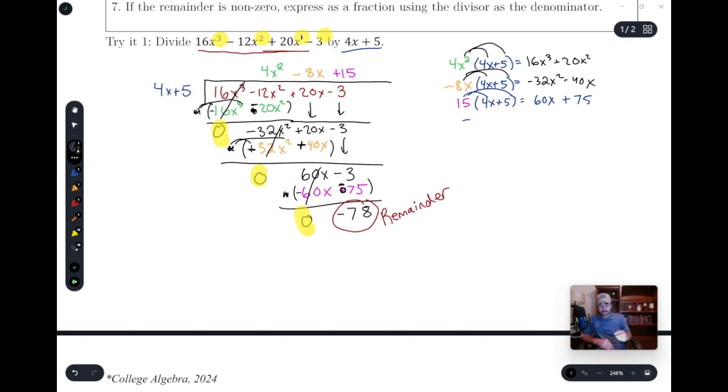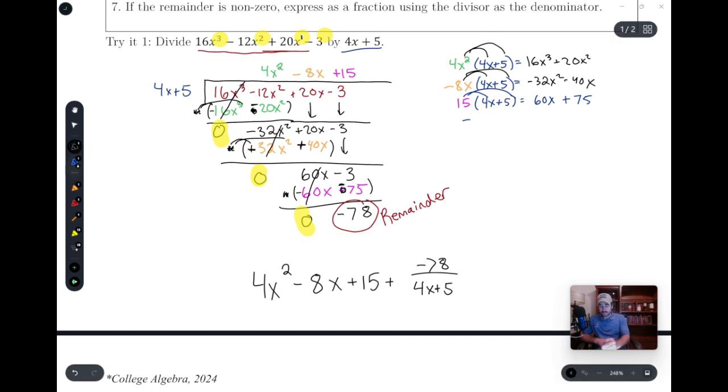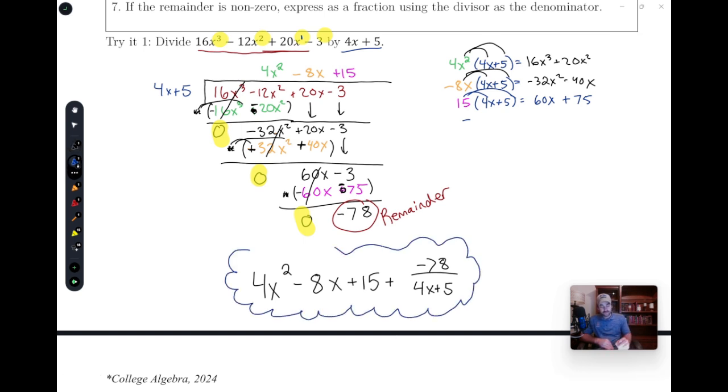I'm going to write my answer. I'm going to write the division answer, which is 4x squared minus 8x plus 15. I'm going to put a plus sign, take that remainder, put it on the top, take that divisor, put it on the bottom, and get a full answer for this division problem. And that is the step-by-step method on how to do long division.